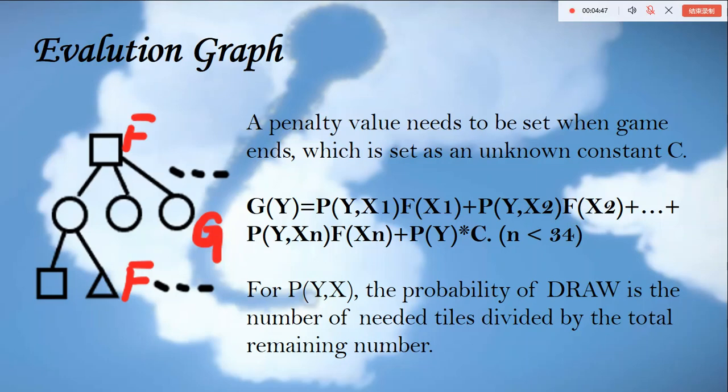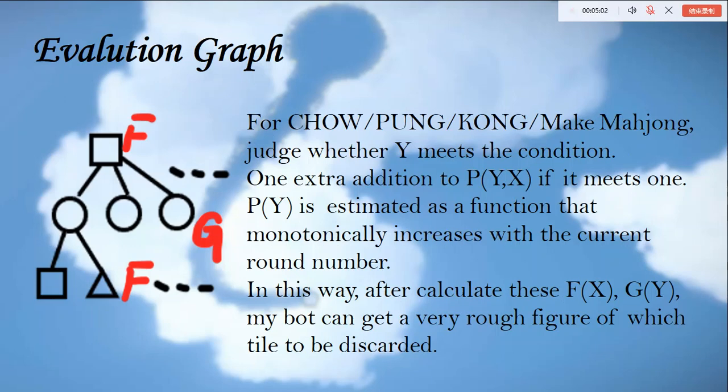For P of y and x, the probability of a draw is the number of needed tiles divided by the total remaining number. As for draw, pung or chow, and make mahjong, first judge whether the y state meets the condition, and if it meets, there will be some extra additions. P of y is also difficult to calculate. I simply treat it as a function that monotonically increases with the current round number.